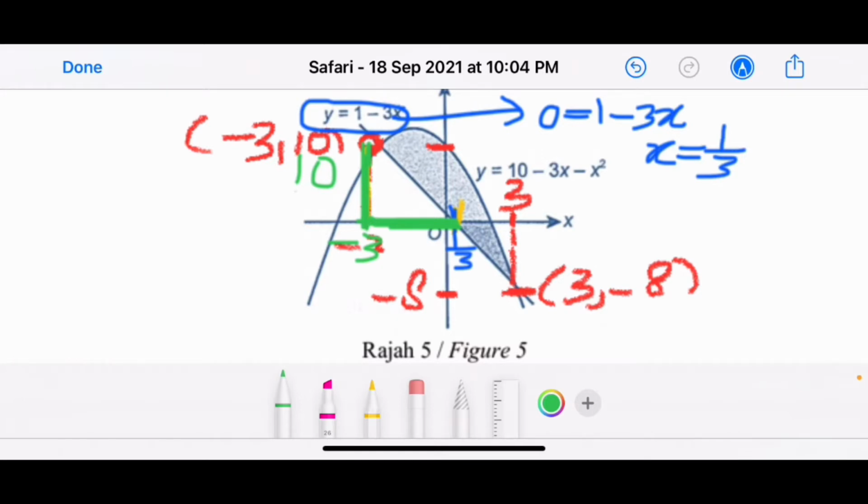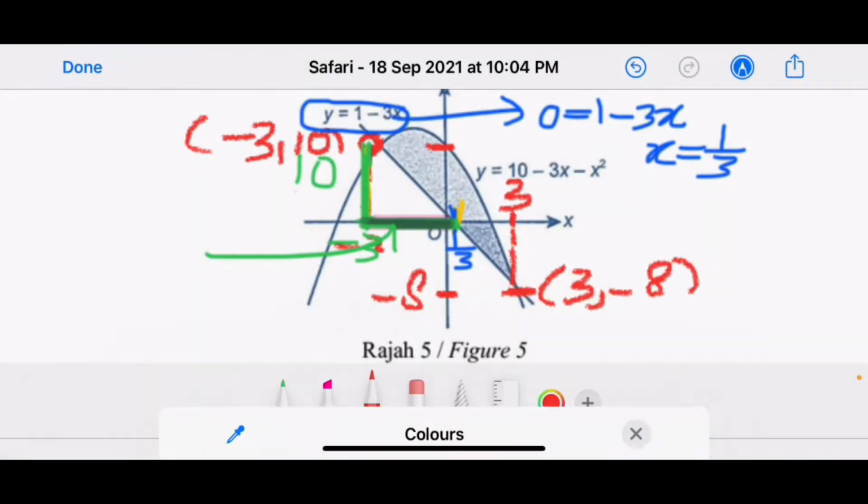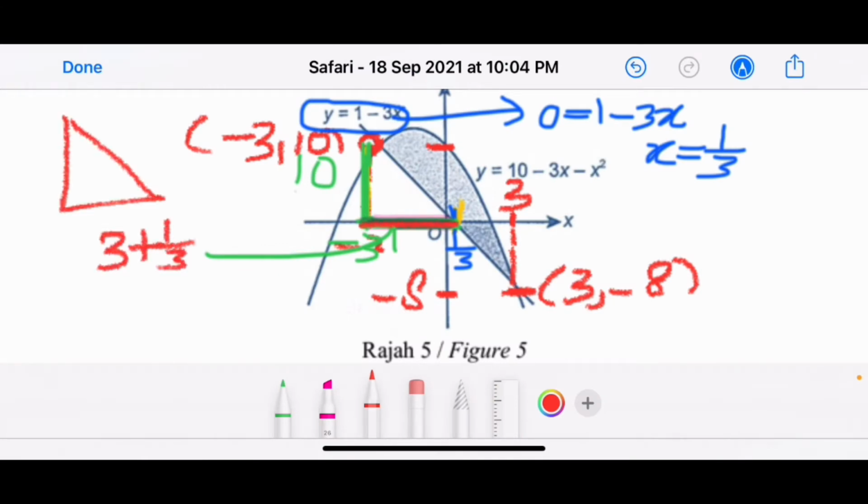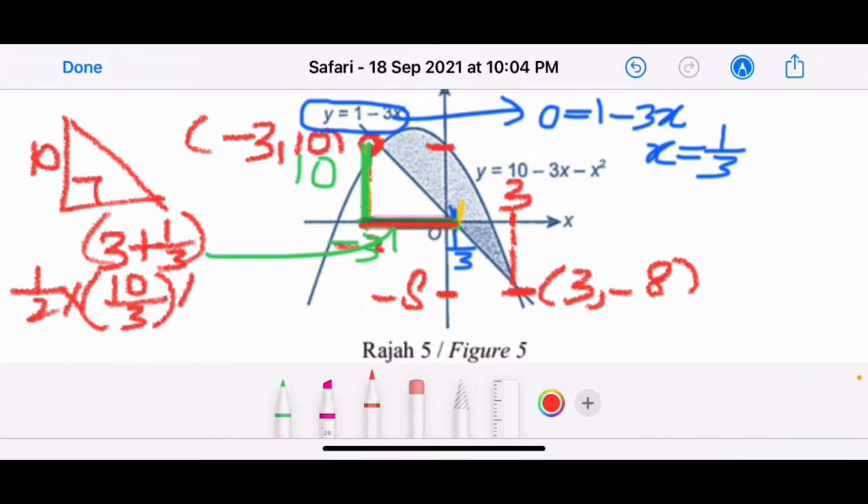So we will write the length here. I'm going to highlight to you, this length is 3 and 1/3. It's very important to take note that this is 3 plus 1/3, a triangle like this. So this is 10. So this is the area of the triangle, 1/2 times the base, 3 and 1/3, and 10. So it is 50/3. This triangle's area is 50/3.